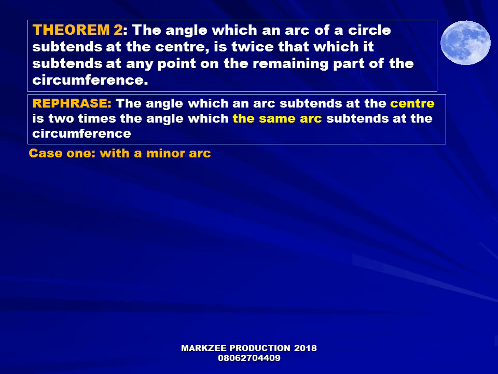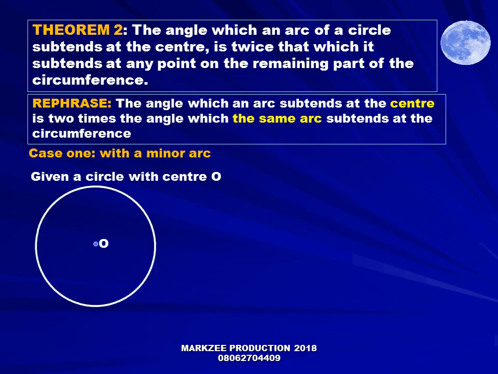Let's see what that means. Now with a minor arc, we are given a circle with center O. If we have a minor arc AB, and AB sustains one angle at the center, and the same AB sustains another angle at the circumference at point C. If the angle at circumference is x, the angle at center is 2 times x. So that's just what the theorem is saying.